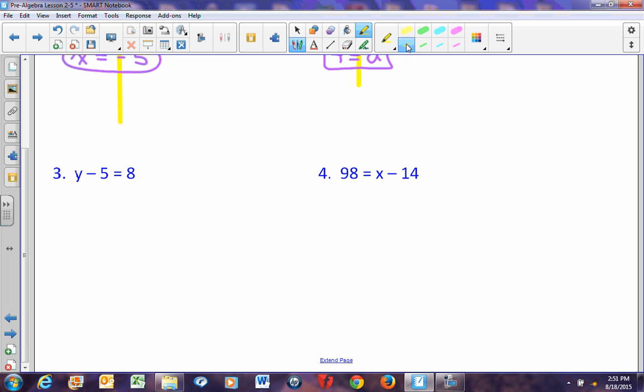Again, if I separate my equation, and if you have to draw little lines, that's perfectly fine. You can do that. It doesn't bother me at all. They subtracted 5 from y. The opposite of subtracting is adding. So I'm going to add 5 to both sides of the equation.